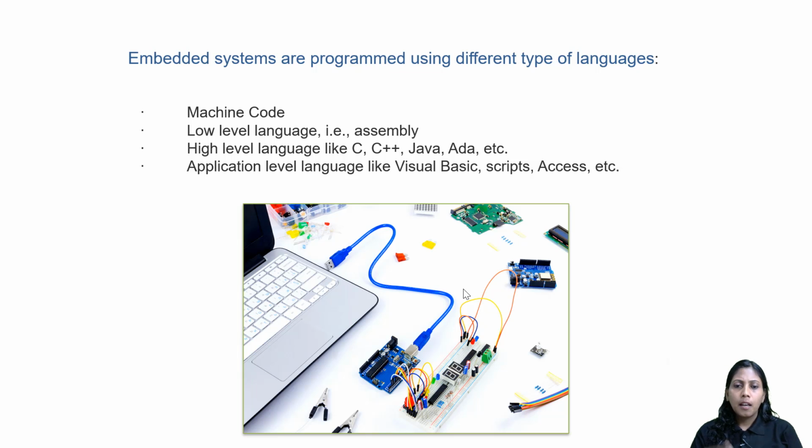Application level languages like Visual Basic, Script, Access, etc. can also be used for embedded programming. So these are the major pillars, the four different ways we can program. I hope all are clear, right?